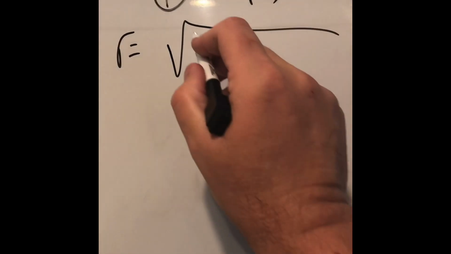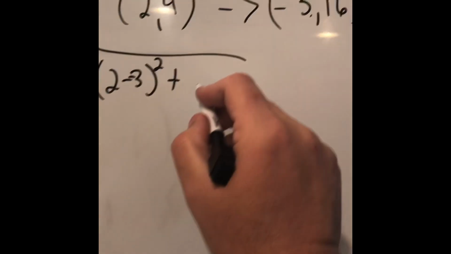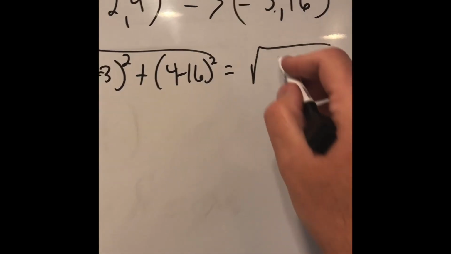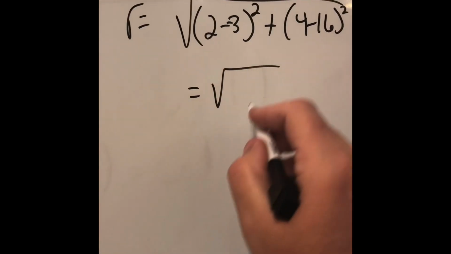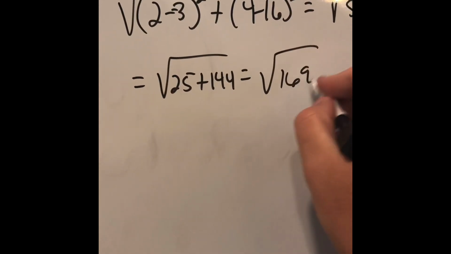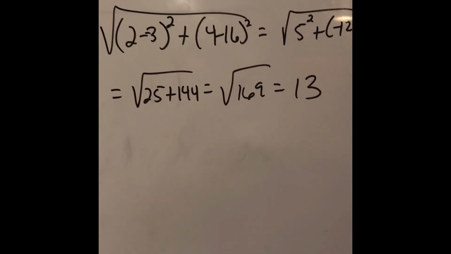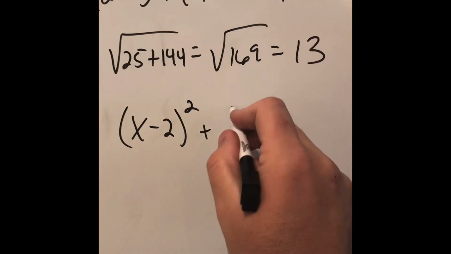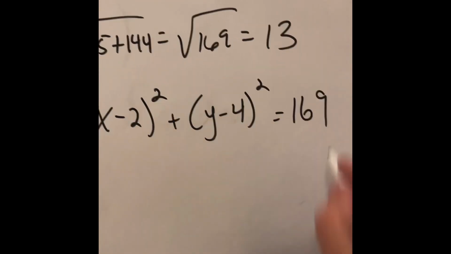Distance formula says subtract the x's, squared, plus subtract your y's, squared. So that's the square root of 5 squared plus negative 12 squared, which is the square root of 25 plus 144, square root of 169, which is 13. So now, when we go to do our equation of the circle, it's (x minus 2) all squared, (y minus 4) all squared, and that's going to equal 13 squared, which is 169.